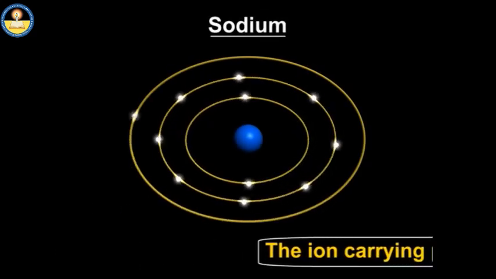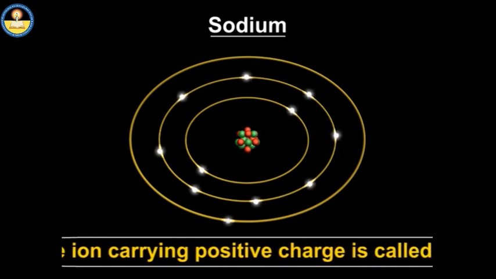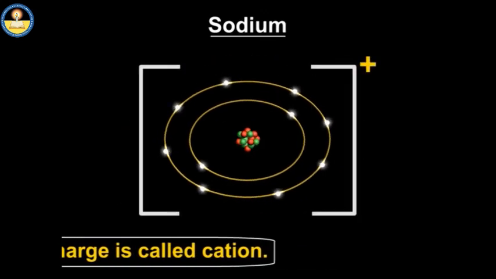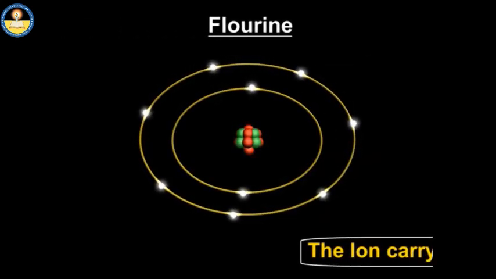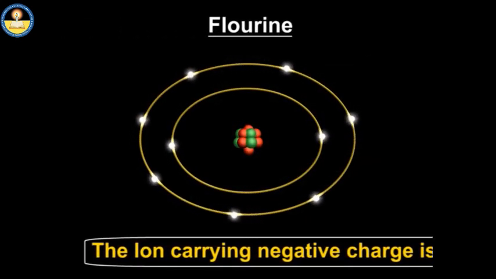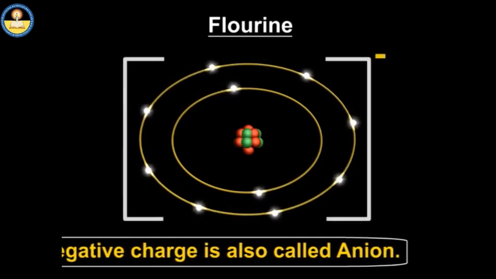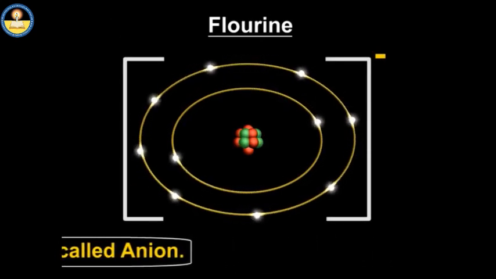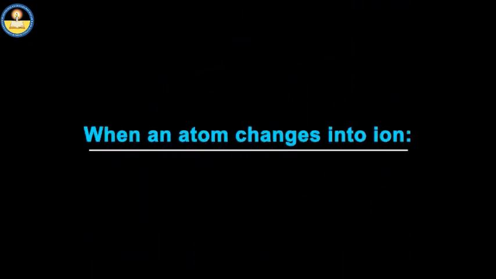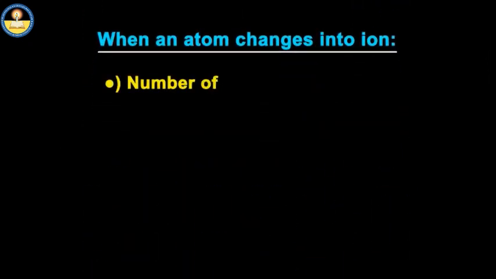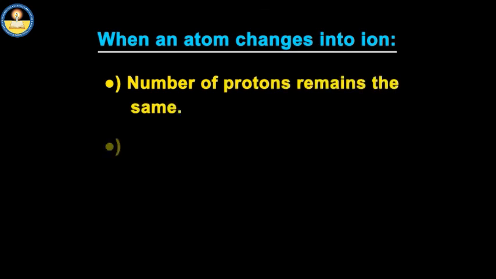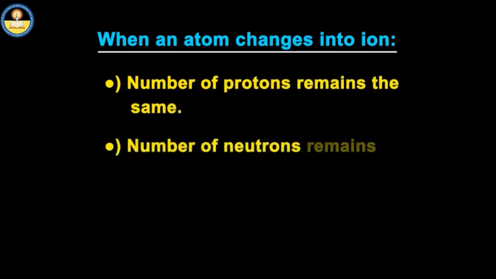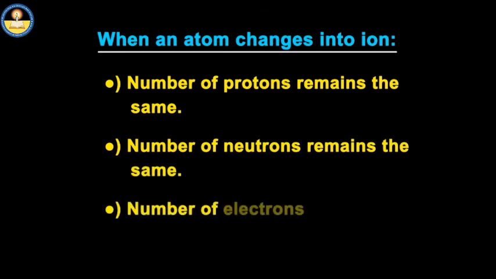The ion carrying positive charge is called a cation. The ion carrying negative charge is called an anion. When an atom changes into an ion, the number of protons remains the same. The number of neutrons remains the same. The number of electrons always changes.